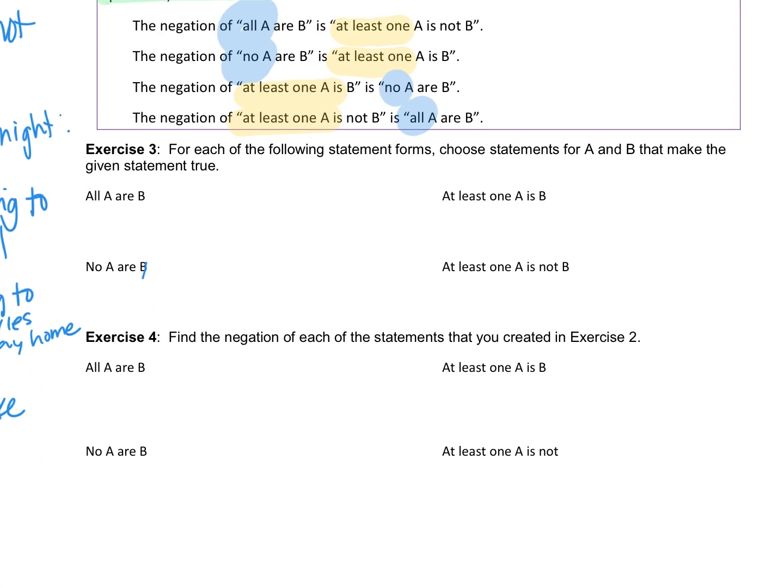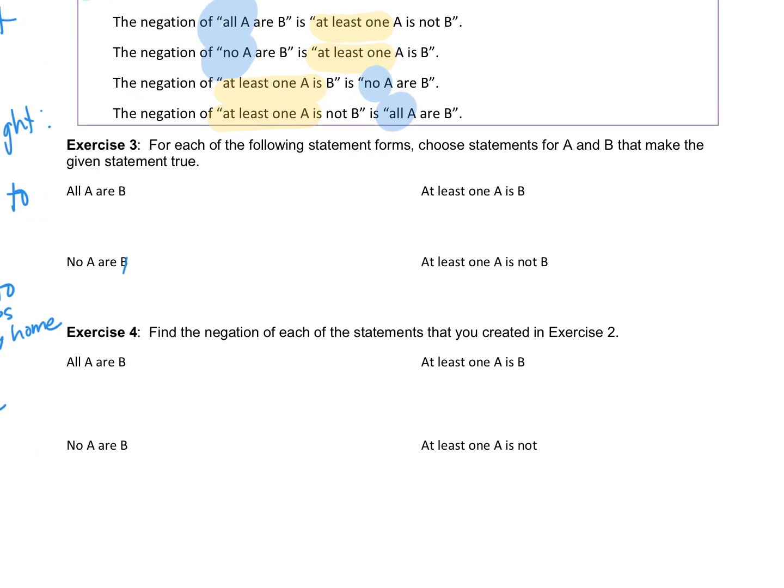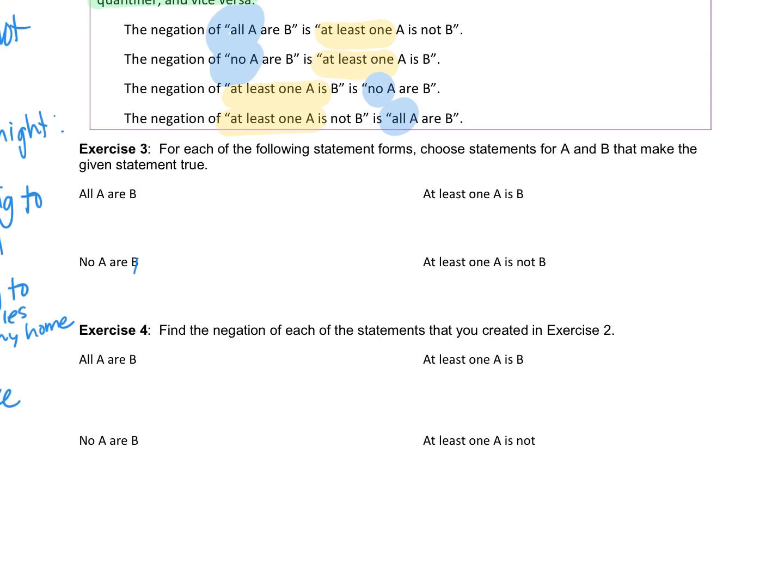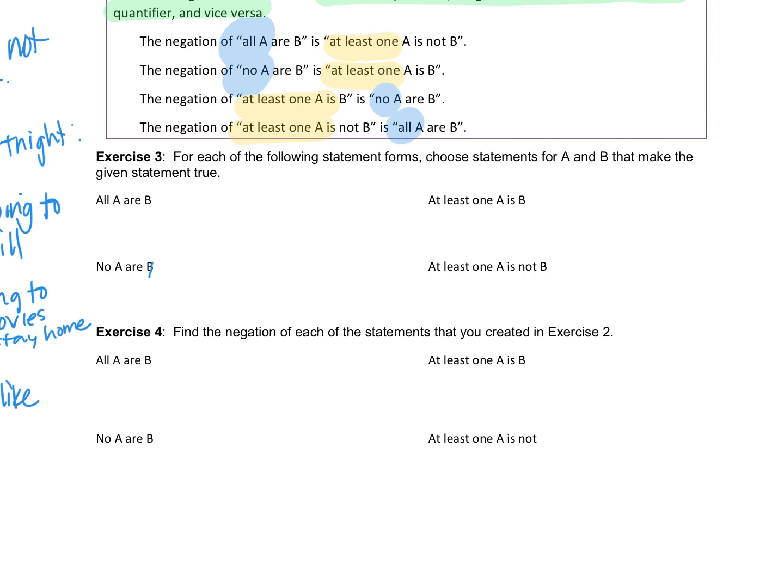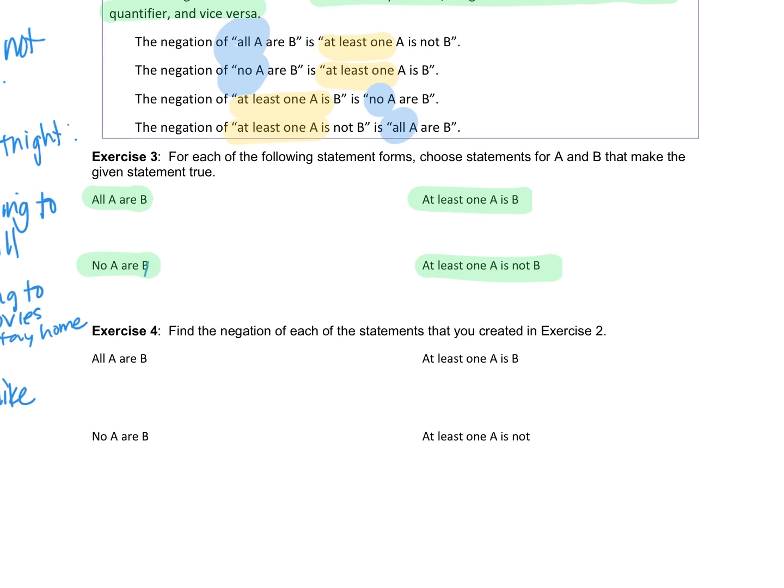So for exercise number 3, I want you to take a couple minutes and try and come up with some statements that would make these given statement forms true. So I've written down some statements that are true and follow those statement forms. And so we have all humans are mammals, at least one student did the homework, no humans are trees, and at least one teacher is not here. So your statements that you created should be different than mine, but you can kind of use mine for example.